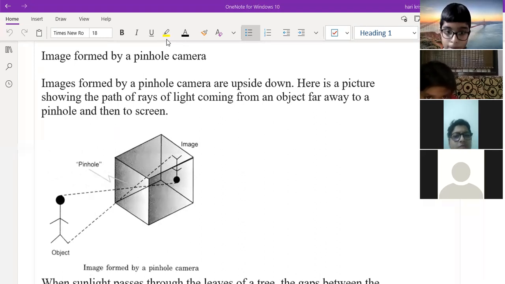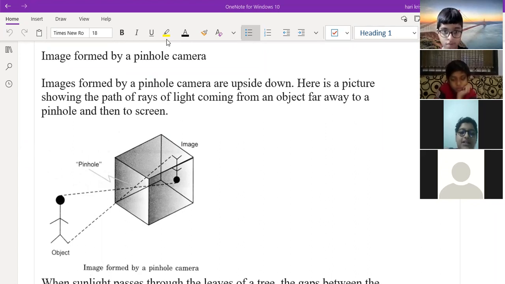That's all, a simple explanation. Good. What about Raymond? Yes, sir. Can you explain what a pinhole camera is? A pinhole camera is a box in which we keep a pinhole, and the object's image will form on the inverting side, sir.